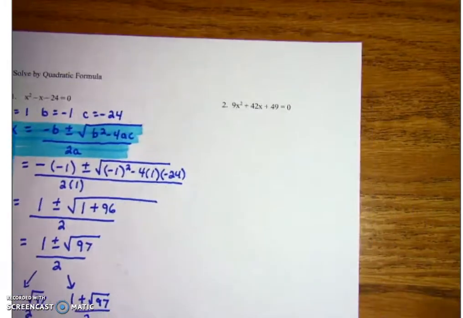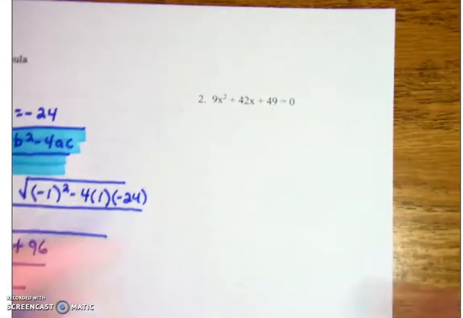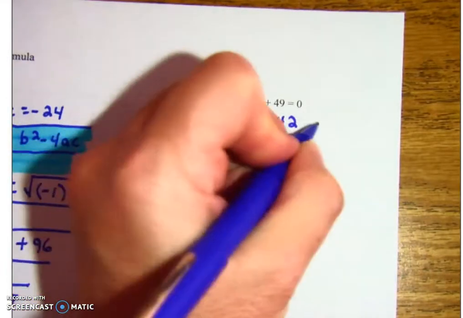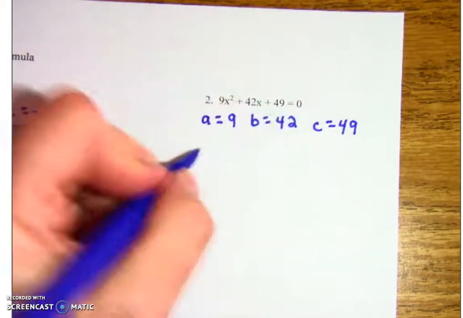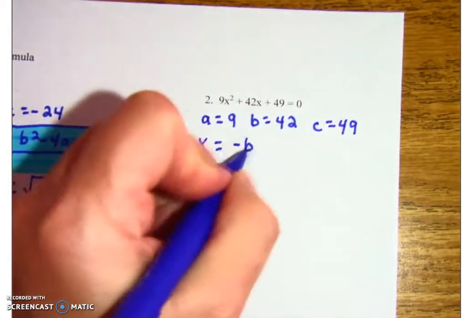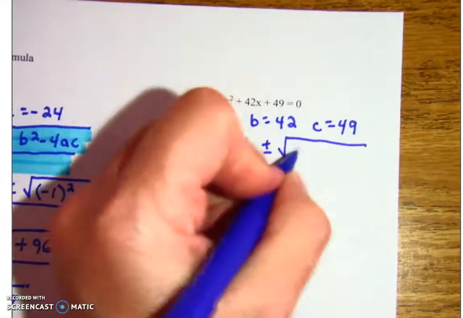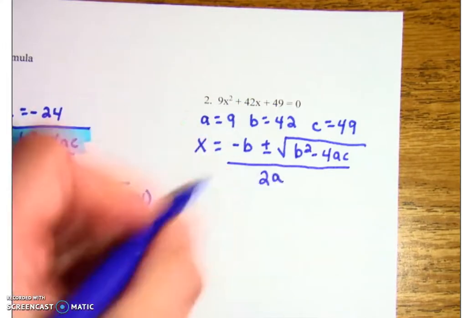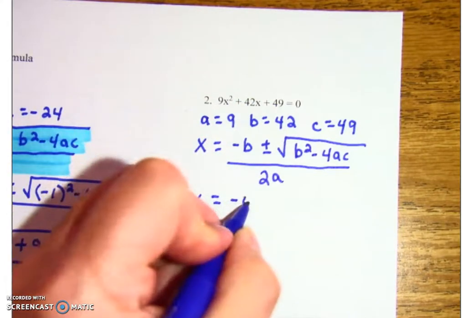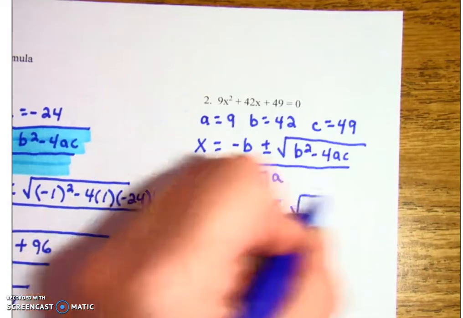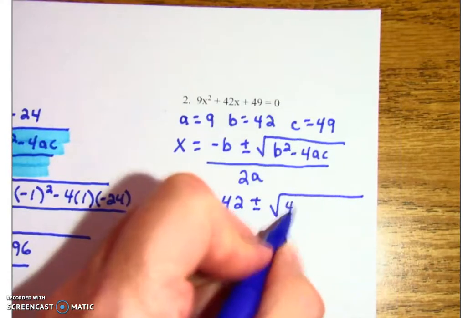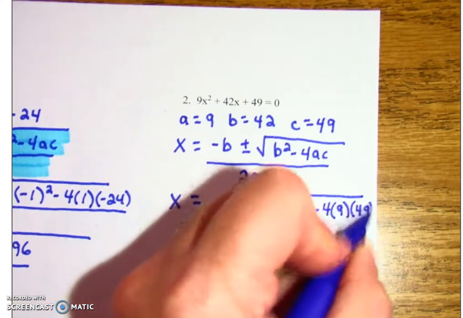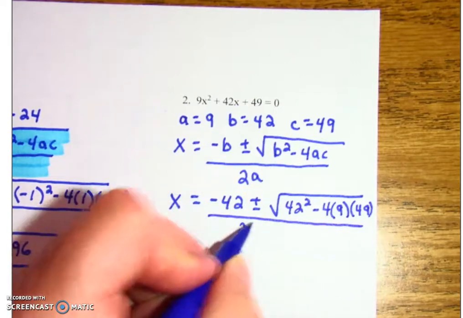All right, so here we have everything's on one side. Identify. A is 9, B is 42, and C is 49. Okay, write your formula down. Negative B plus or minus square root B squared minus 4AC all over 2A. So x equals negative 42 plus or minus square root B squared, 42 squared, minus 4 times 9 times 49, all over 2 times 9.